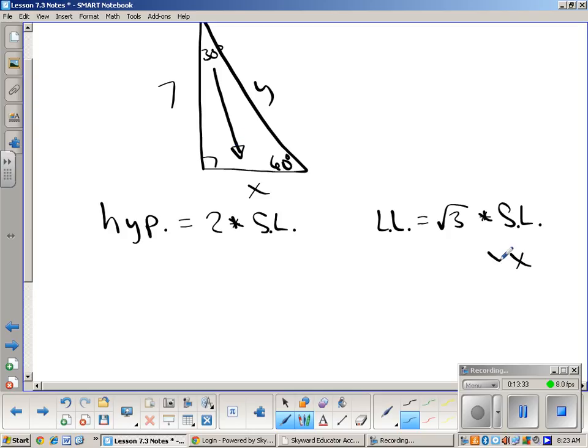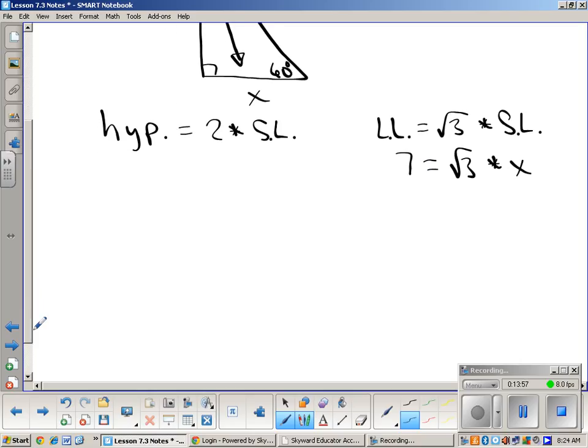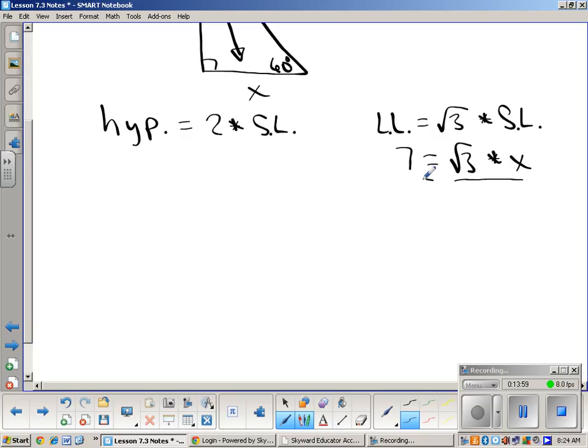We don't know what that is, do we? What's the long leg? 7. Okay? Now some of you may have a really sharp mind and you've done a lot of this and you can snap out the answer right away. Others probably need to write this down. How do I solve for X now? Divide by what? Square root of 3. Sorry, I didn't hear the square root.